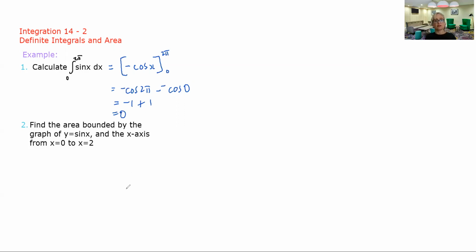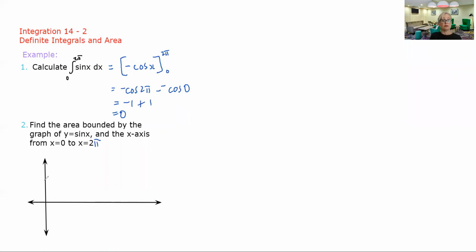Okay, now let's consider the difference between that question and what we're asking in our next bit. What if we wanted to find the area bounded by the graph of y equals sine of x, the x-axis, and from x equals 0 to 2 pi? Okay, well, let's draw a little sketch and see what we're dealing with here. So we've got y equals sine of x. We should know roughly what that looks like.